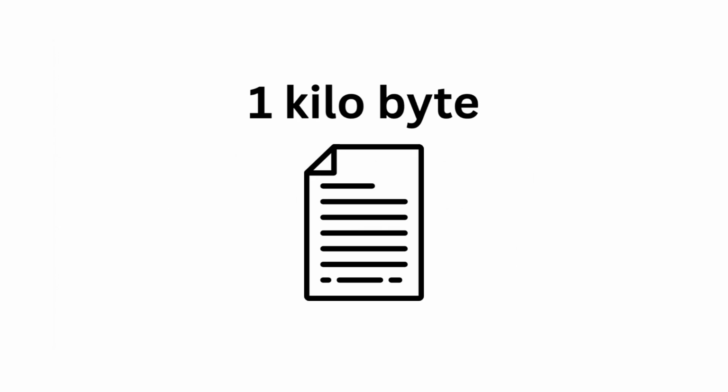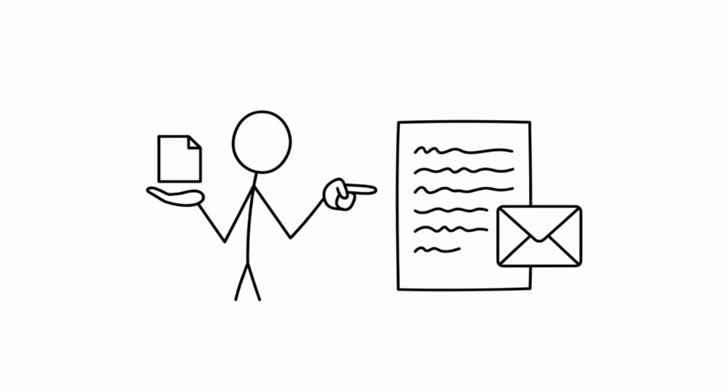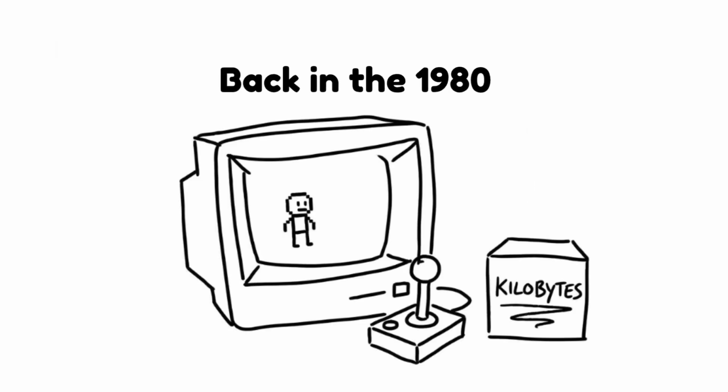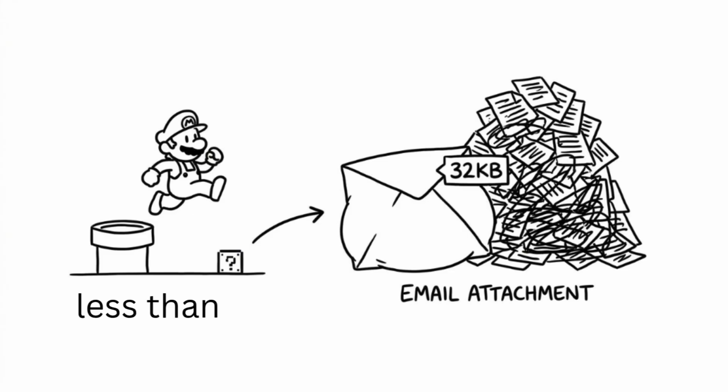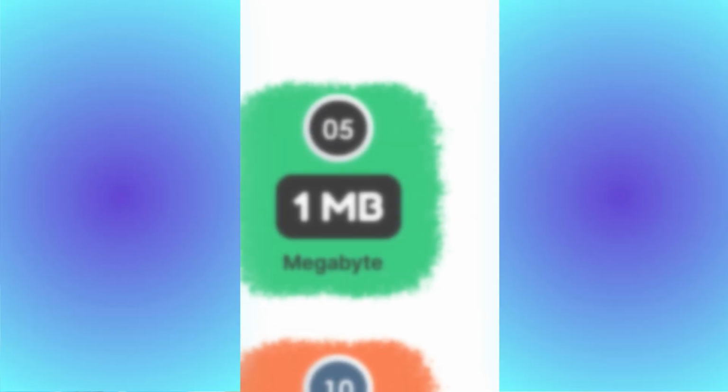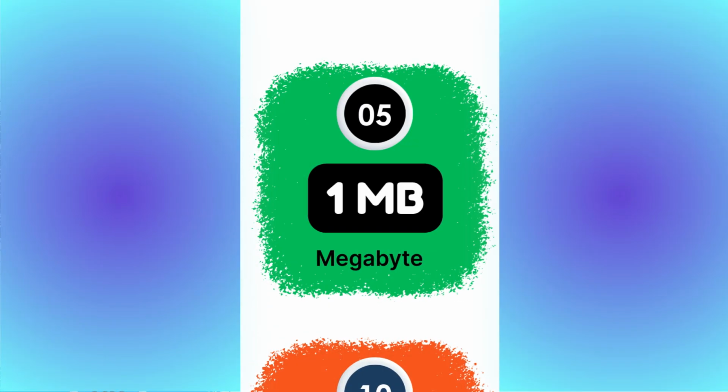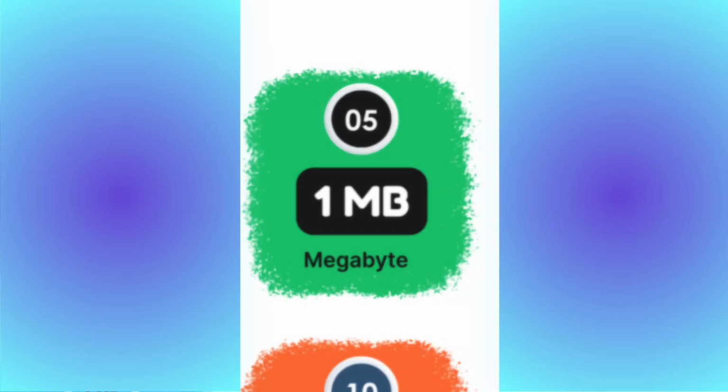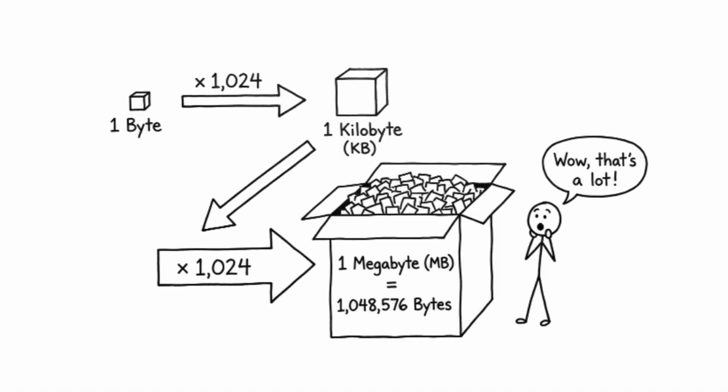1 kilobyte can store roughly 1 page of plain text, about a short paragraph or a simple email. Back in the 1980s, entire video games fit into just a few kilobytes. The original Super Mario Bros., less than 32 kilobytes. Today, that's smaller than most email attachments. Number 5, the megabyte. Scale up by another factor of 1,024 and you reach the megabyte, roughly 1 million bytes.